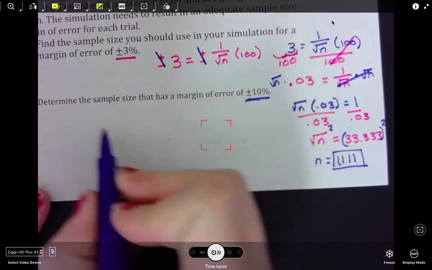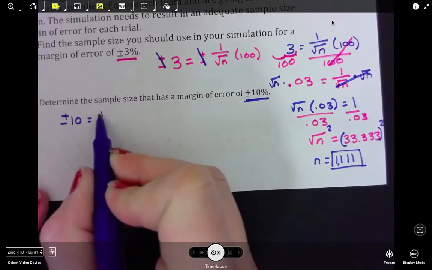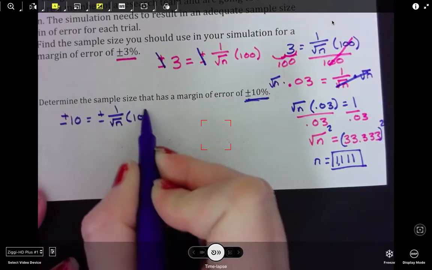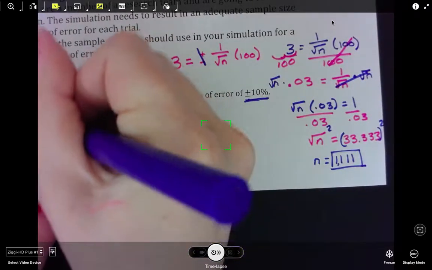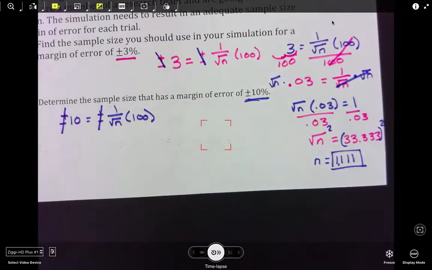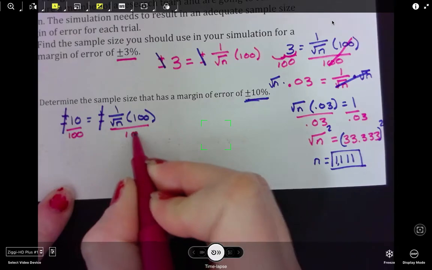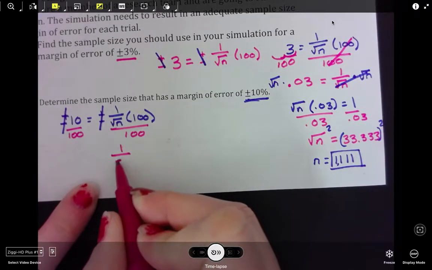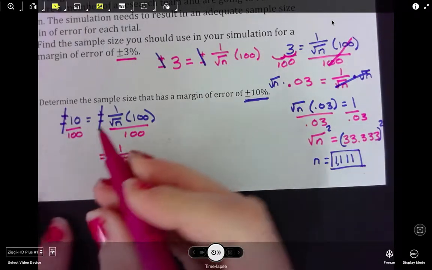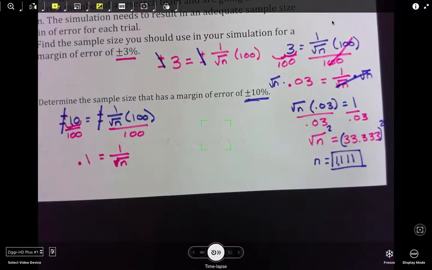So I'm going to set this up exactly the same. Positive and negative 10 equals positive and negative 1 over the square root of n times 100. And then I drop the plus and minuses. Next step, I divide by that 100. Divide by 100, divide by 100. So I have 1 over the square root of n on this side equals 10 divided by 100. I move the decimal 2 places, so that is 0.1.